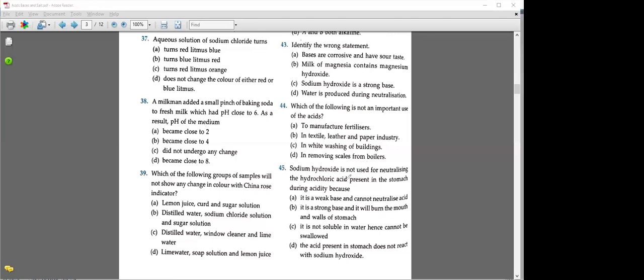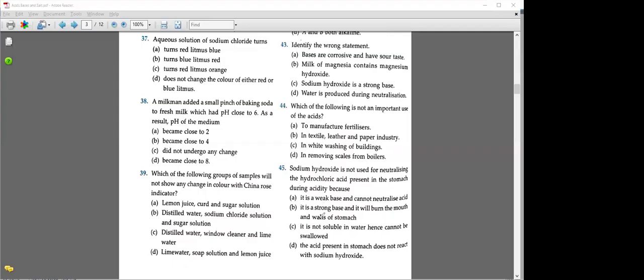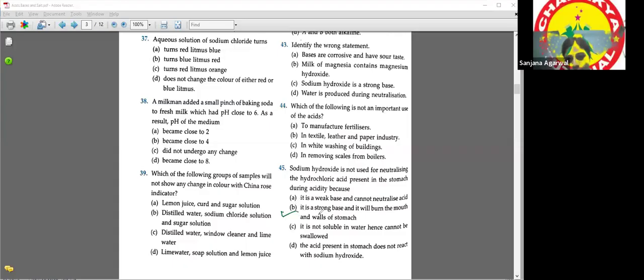Is it option B? I'm saying it's option B. It is a strong base and it will burn. Actually, it is a very strong base. Right, correct option.